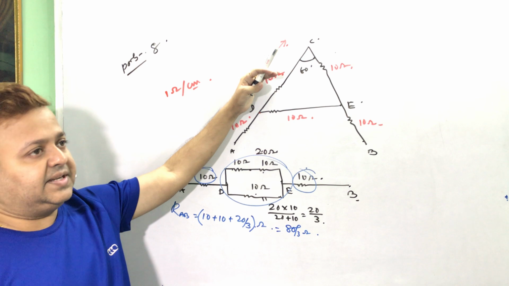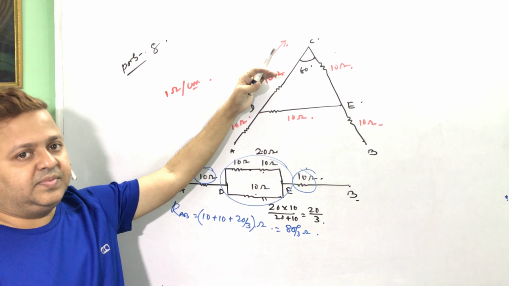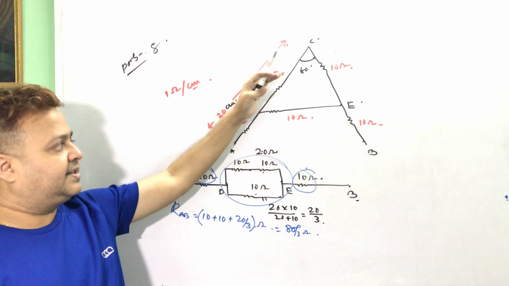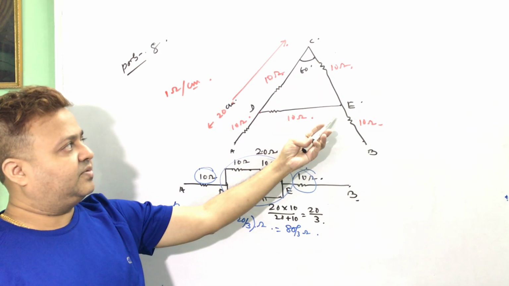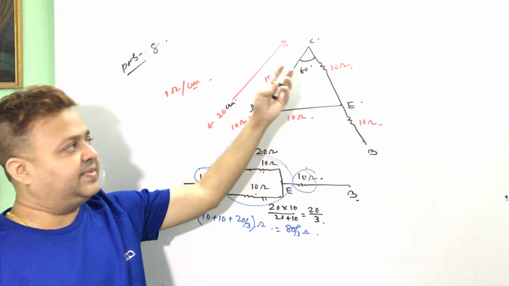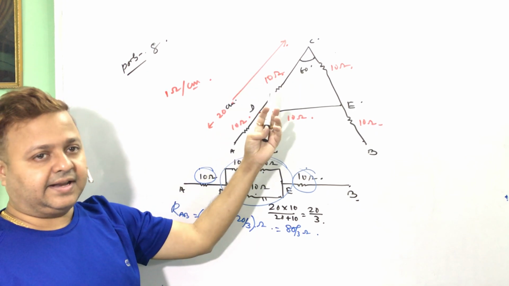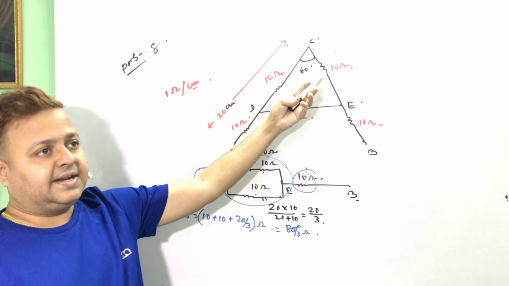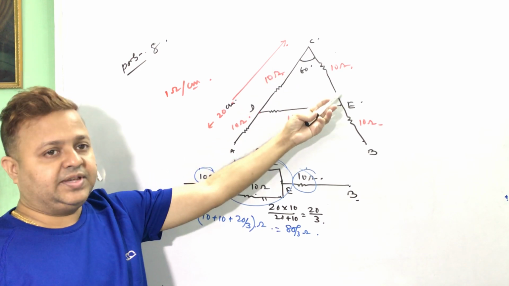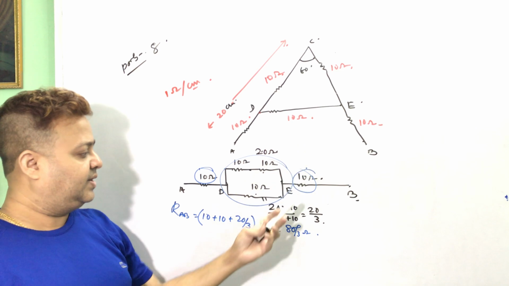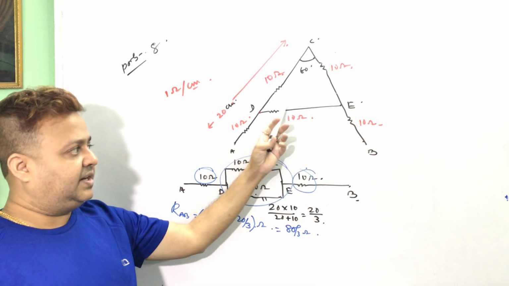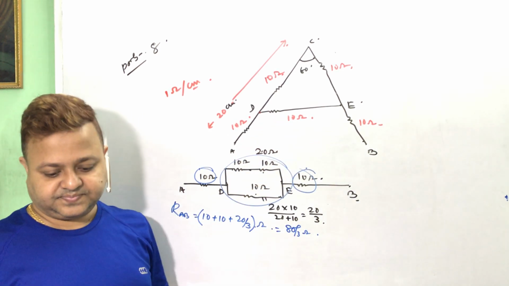Total length 20 centimeter means the resistance is 20 ohm. The middle portion is connected, this is 10 ohm, 10 ohm, then this is also 10 ohm, 10 ohm, and this is 10 ohm. The apex angle is 60 degree, that means this is an equilateral triangle. This 10 and 10 are connected in series because the same current flows, that is 20, and this 20 and 10 are connected in parallel, that is 20 by 3. This 10, 20 by 3 and 10 are connected in series.